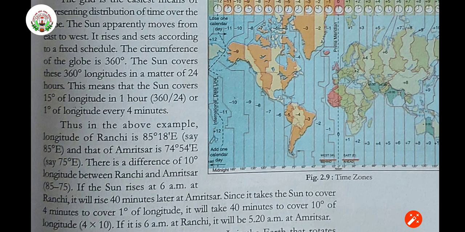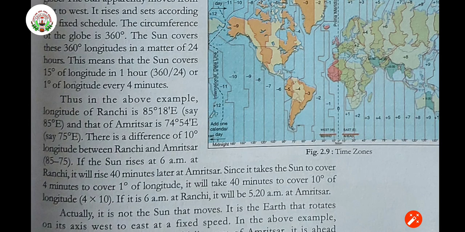Thus, in the above example, the longitude of Ranchi is 85 degree 18 minutes east, say 85 degree east. And that of Amritsar is 74 degree 54 minutes east, or since it is more than 5, you take 75 degree, round figure. There is a difference of 10 degree longitude between Ranchi and Amritsar. So Ranchi and Amritsar are 10 degrees of longitude apart.